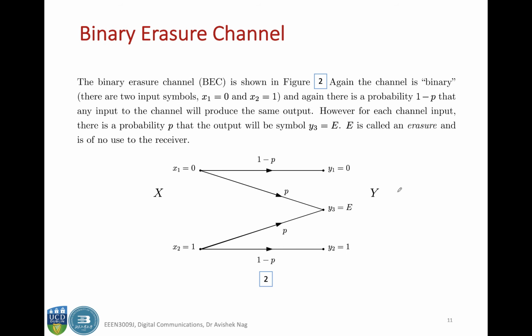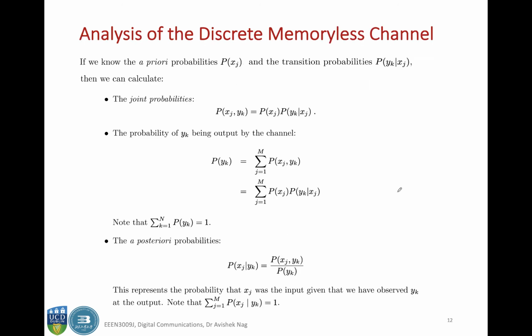So these are the 2 special cases of a discrete memoryless channel. The binary symmetric channel is one of them, the binary eraser channel is another. So now let us analyze the discrete memoryless channel using the concepts of probability theory that we learned.